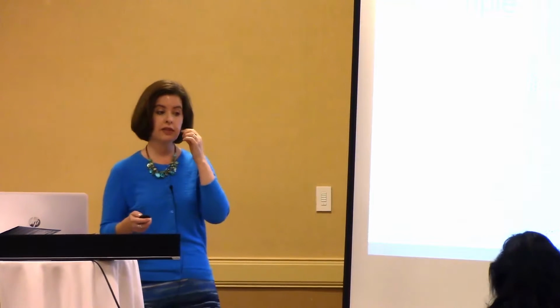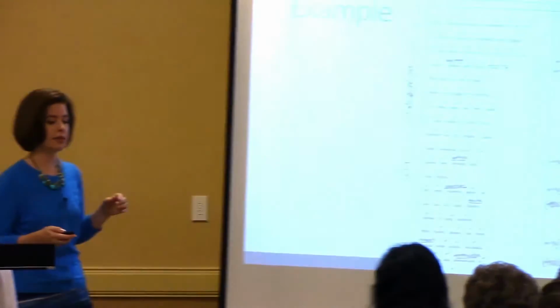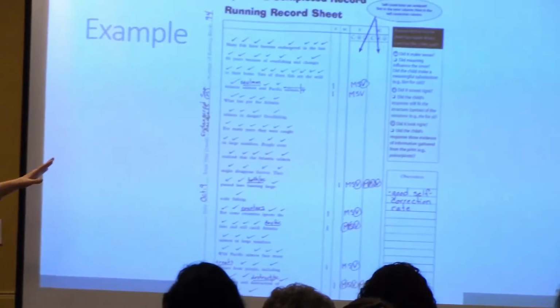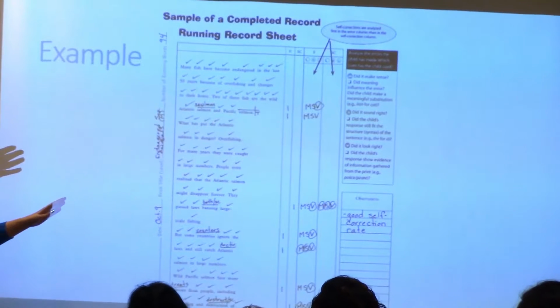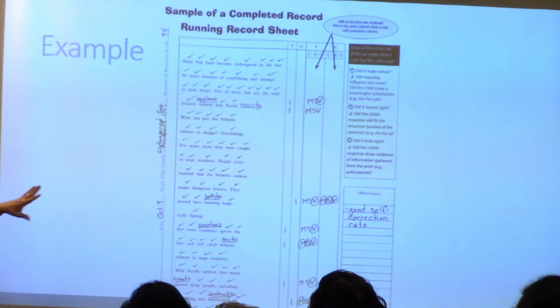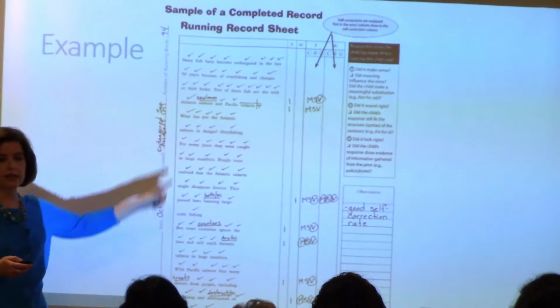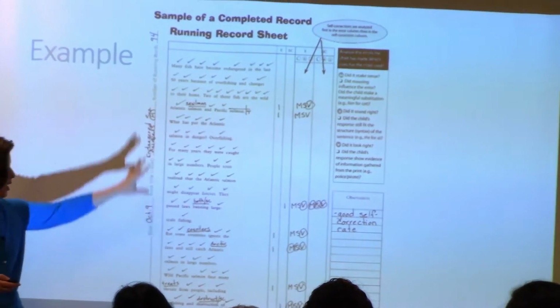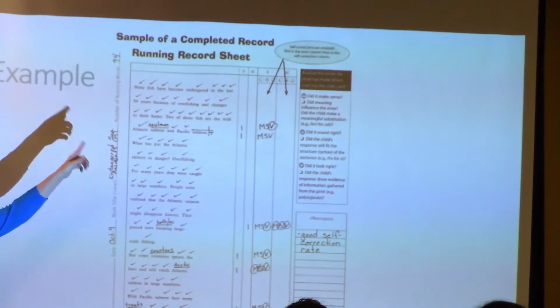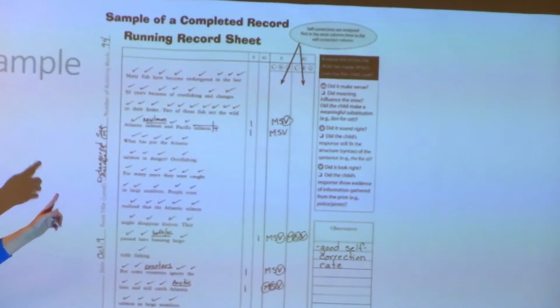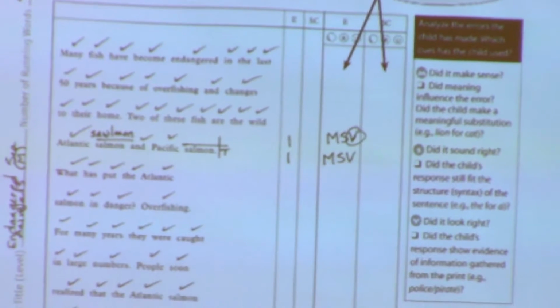Here's an example of a running record. Small, I know. And again, a lot of this is in your packet, not all of it, but some of it is. So this is an example of a completed running record sheet. Let me talk you through it. I'll point to it. I know you can't read the actual words. Over here, we have the text that the student read. Okay, so this is all the text that the student read. Notice that there are some marks above the words. And those marks are indicators that the listener, the teacher, has marked as the child reads. So that's all markings on there.